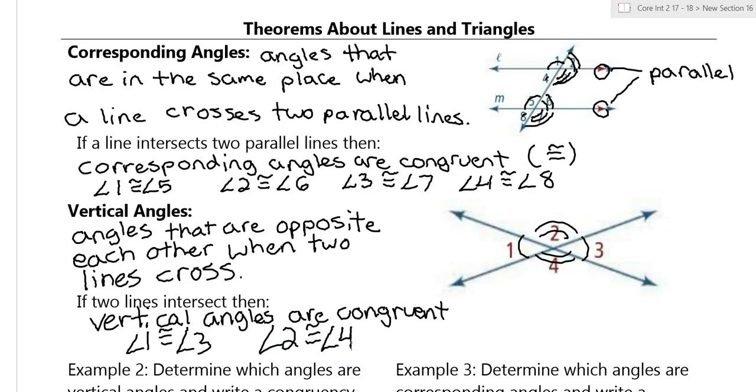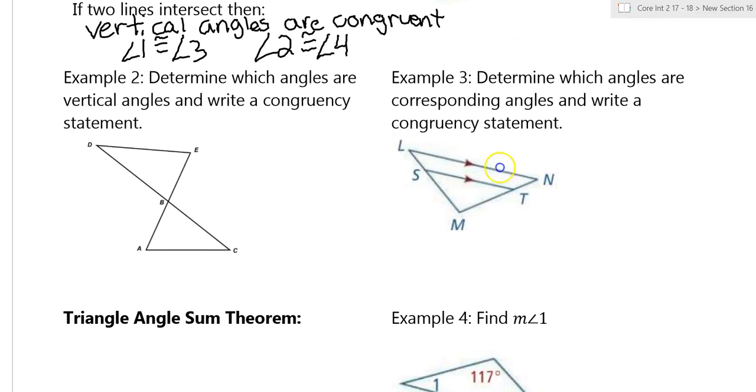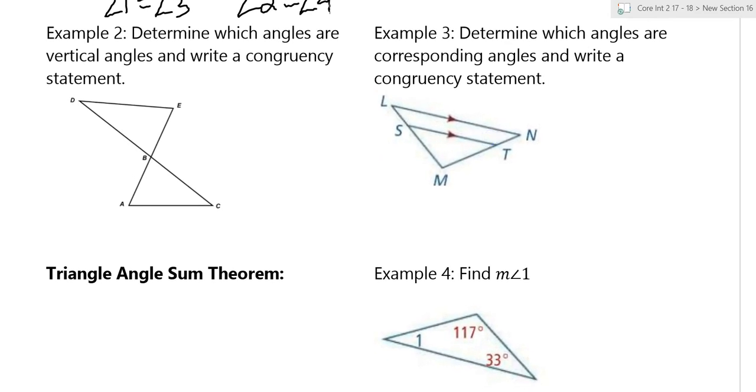All right, let's look at examples here with triangles. Example 2. Determine which angles are vertical angles and write a congruency statement. So, right, they're opposite each other when two lines cross. These two angles are the two angles in the triangle that are vertical angles. In order to write this congruency statement, I can't just say angle B, because this has a B and this one has a B. I need to use 3 letters.